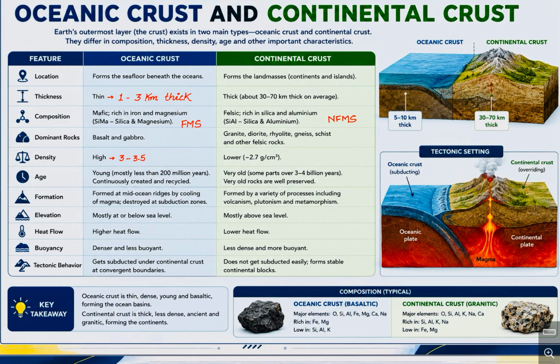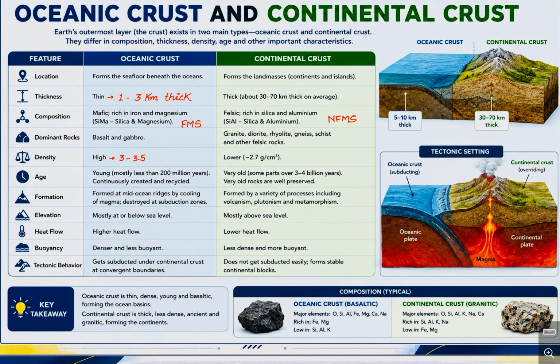Talking about the composition, the oceanic crust is mainly composed of ferromagnesian silicate. Now, what does that mean? That simply means that the composition is rich in iron and magnesium. Therefore, it is very mafic.